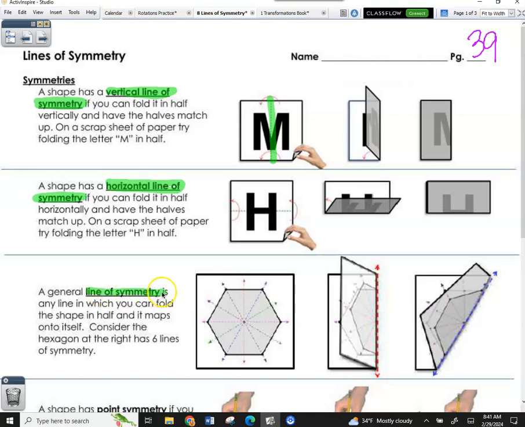General line of symmetry means where could you fold it that's not horizontal or vertical, so it could be slanted. So if you look at this polygon here, we have 6 sides. Do you remember what a 6-sided polygon is called? The X in 6 is your clue.